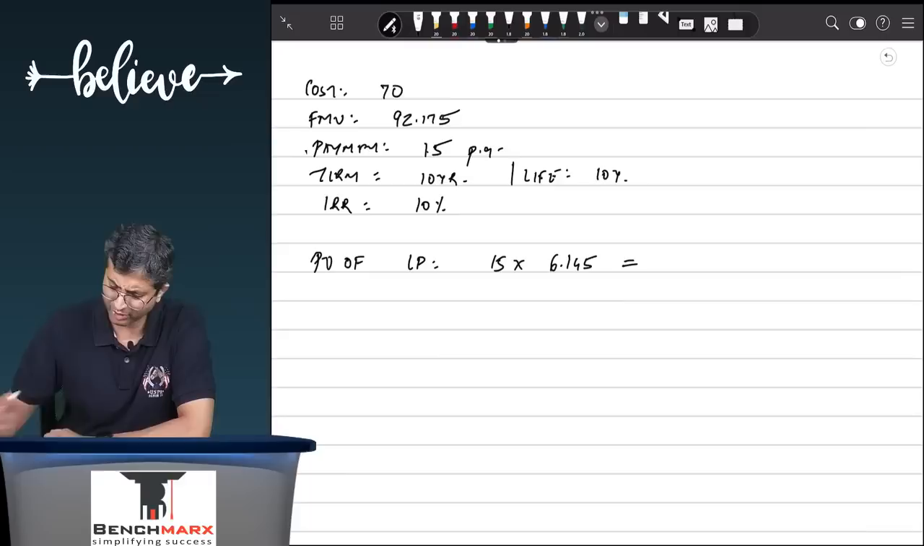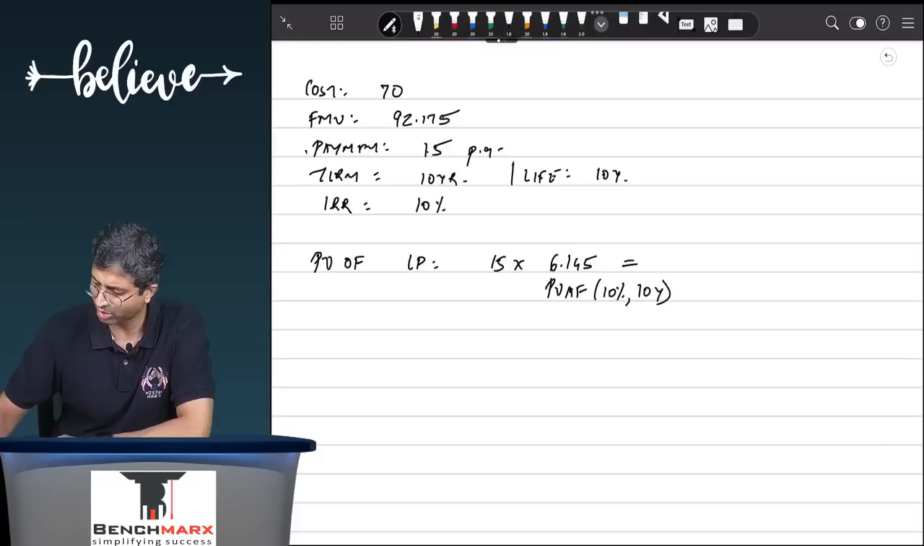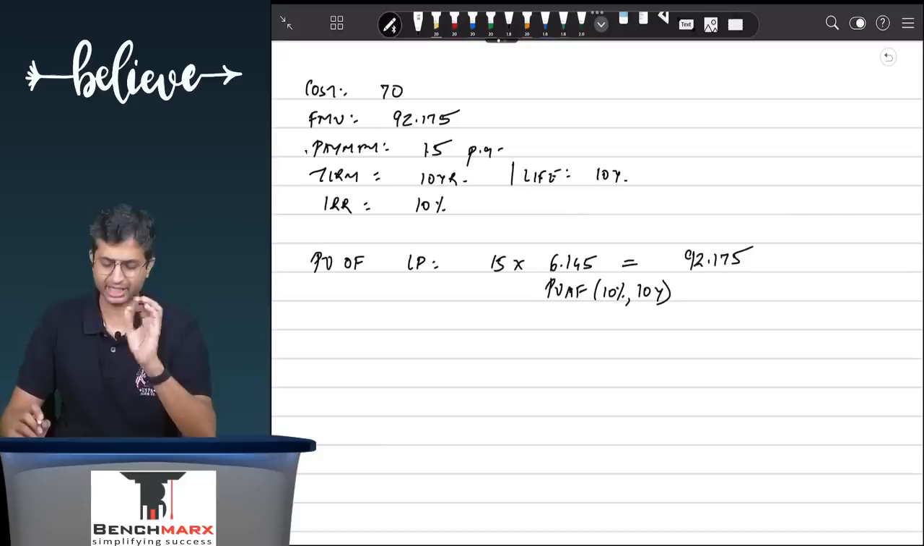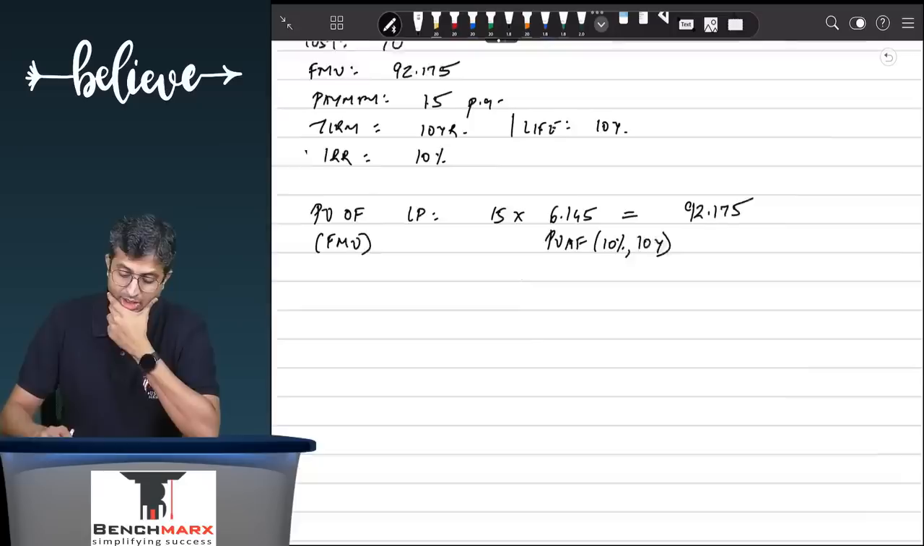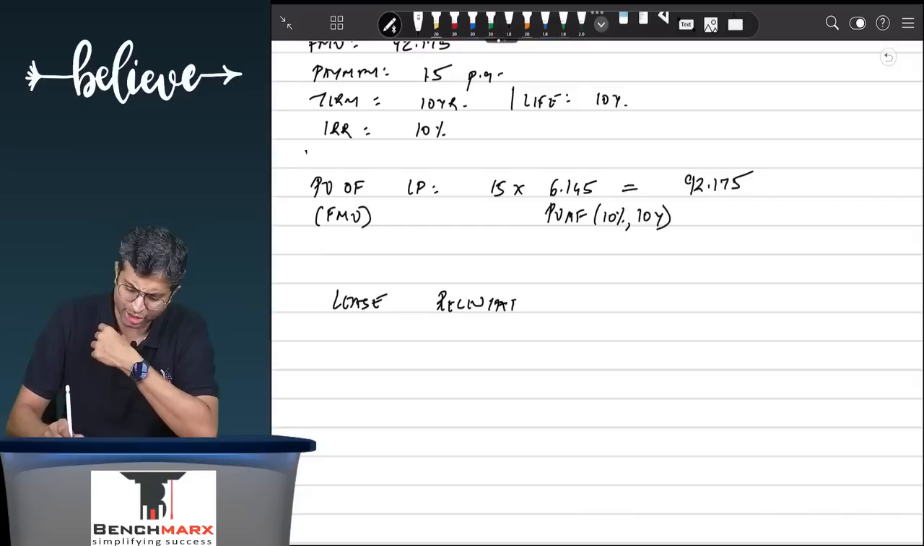So this is coming to, let us say, approximately 15 into 6.145, 92.175. We have taken numbers so that it easily tallies for the time being. So this is the present value of lease payments, which is also equal to the fair market value. So over here, if I pass the entry, my entry should be lease receivable account debit, which will be at the net investment. Now, net investment also includes the unguaranteed residual value. For simplicity, there is no unguaranteed residual value over here.